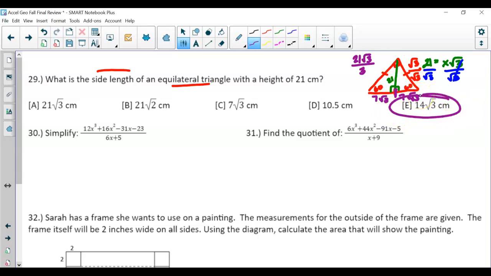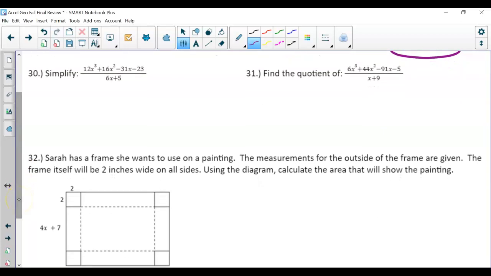Now, some of you, I'm sure, also would want to just maybe use a trig ratio, right? So if you use a trig ratio, you have the opposite. You're looking for the hypotenuse. So this is sine of 60 degrees. That is equal to opposite, which was 21 over x. So notice how you would solve by dividing 21 by sine of 60 degrees. So again, you could solve that the same way and get 14 times radical 3.